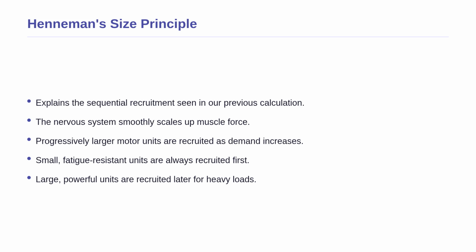The mathematical example we just solved perfectly illustrates a fundamental rule of human physiology, known as Henneman's size principle. Notice how the nervous system did not just turn everything on at once. Instead, it smoothly scaled up the muscle force by recruiting progressively larger motor units as the physical demand increased.